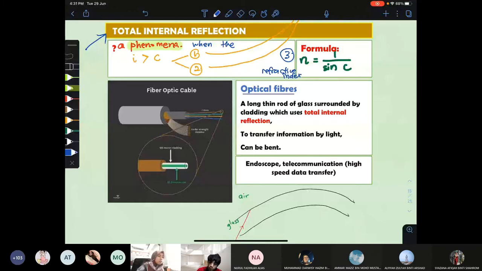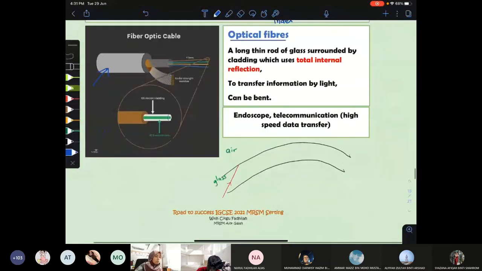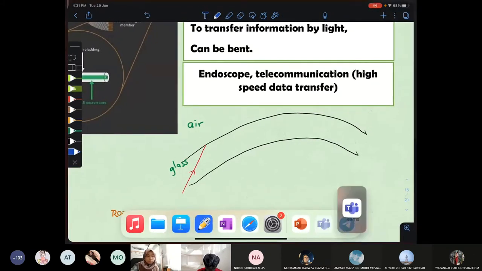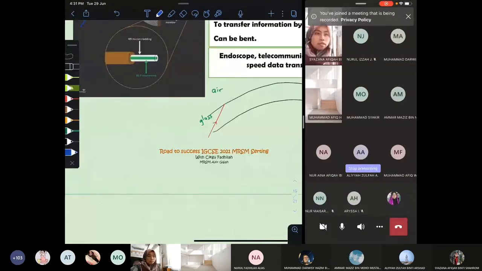Okay, so what is an optical fiber? This is the diagram. A long thin rod of glass surrounded by cladding which uses total internal reflection. So this is the usual question. You are given an incident ray, then you have to draw the next ray, where it goes next.